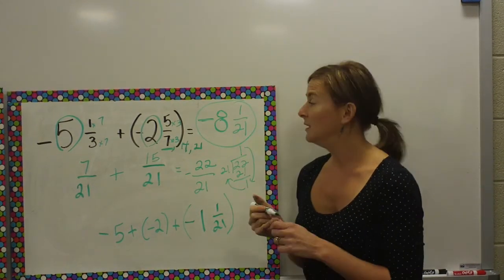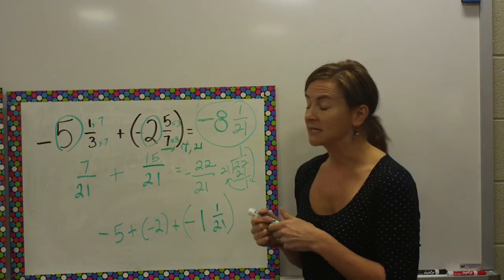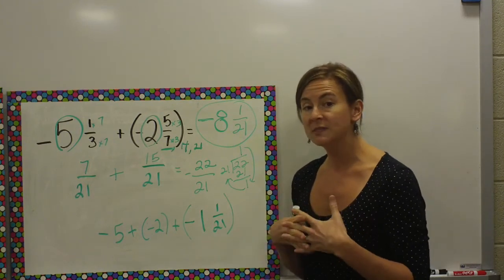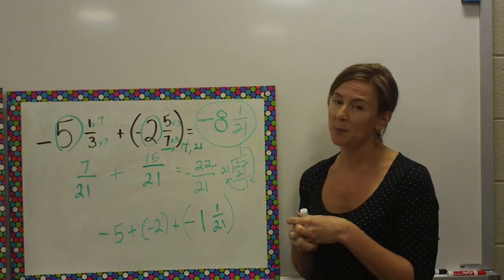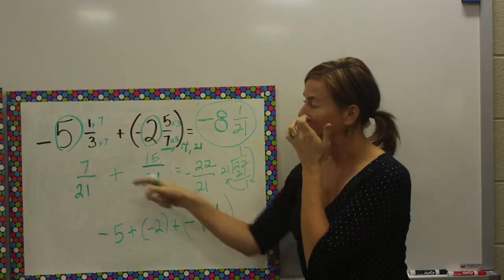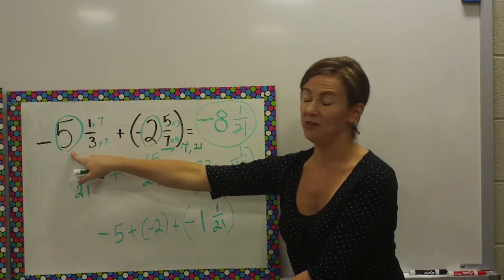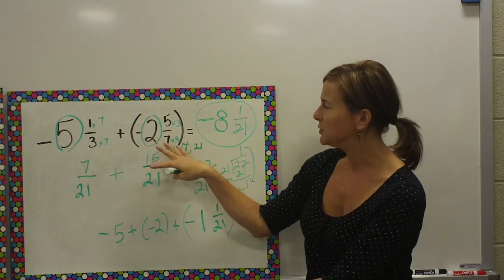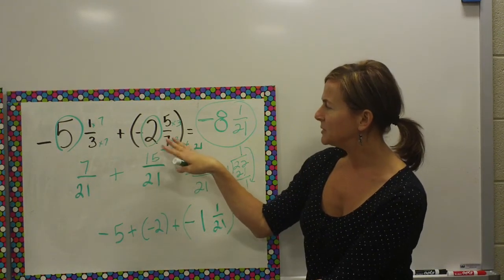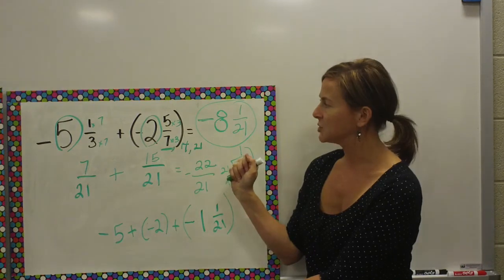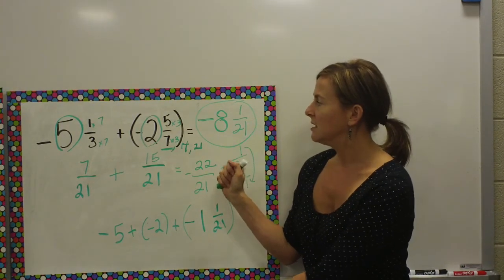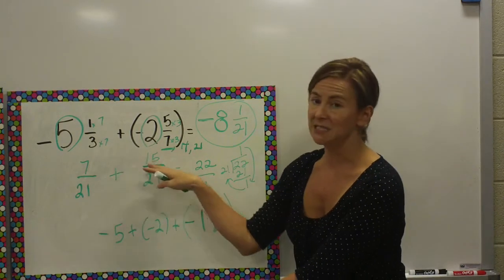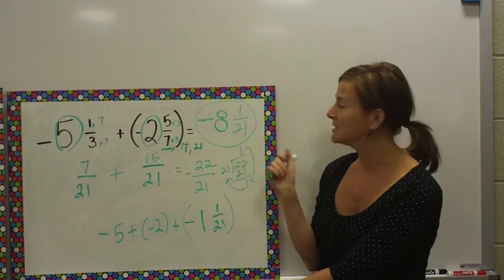When I'm adding with mixed numbers or fractions, again I want to use some estimation skills to make sure that my answer makes sense. If I have about -5, and I have about -2, almost -3, my answer should be in between, or should be around -8, and it is. So I know I must be on the right track.